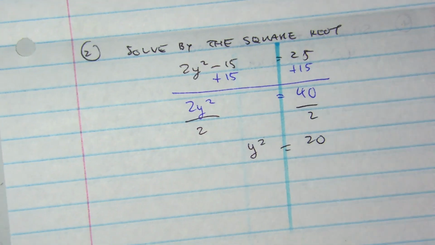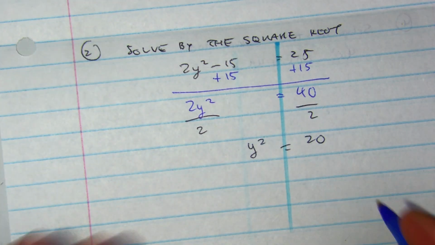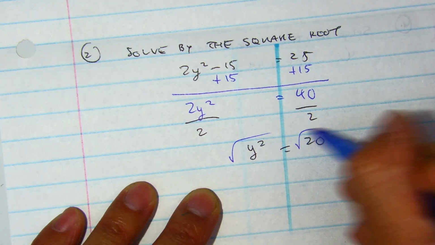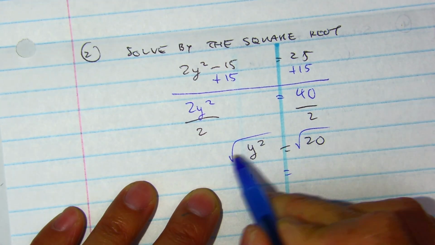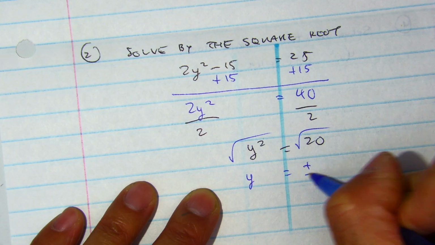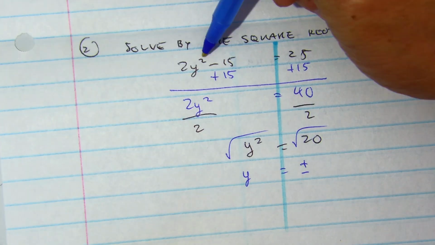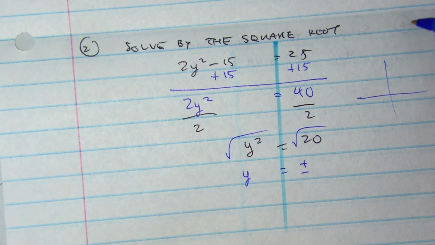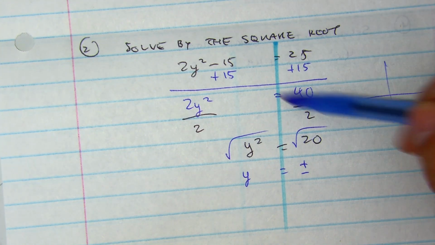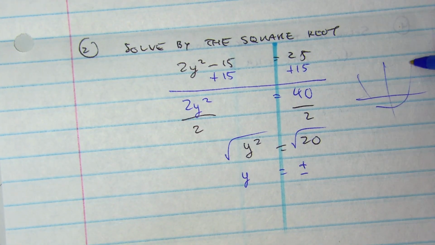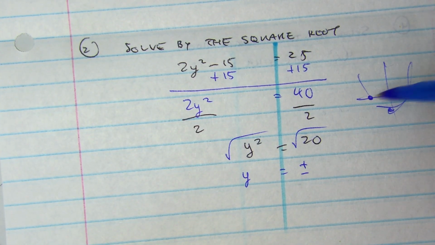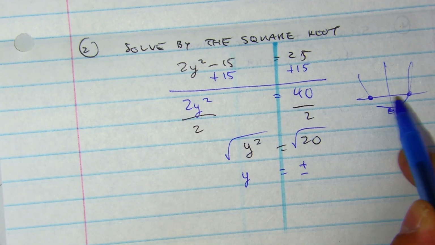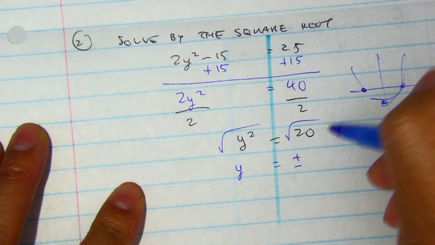To get rid of the power of 2, the opposite is the square root. So let's go ahead and take the square root. y equals, remember, as soon as you take the square root of an equation on both sides, you have to have plus or minus because there are 2 solutions. Remember, when we graph it, it's going to basically cross twice. That's why one's plus, one's minus.